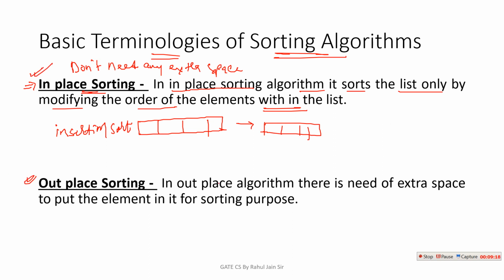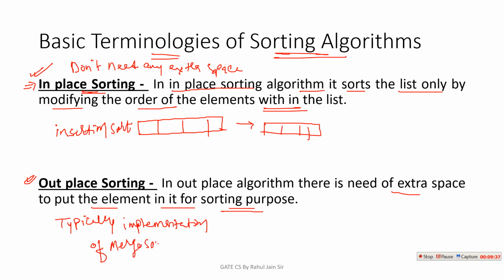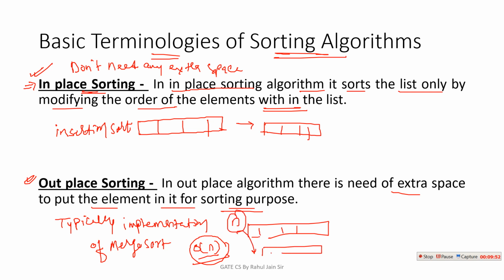In out place sorting, there is a need of extra space to put the elements in for sorting purposes. For example, in a typical implementation of merge sort, there is a need of order of n extra space to sort, right? We need to put all n elements into another memory space, and we take them back by comparing them into our original space, right?